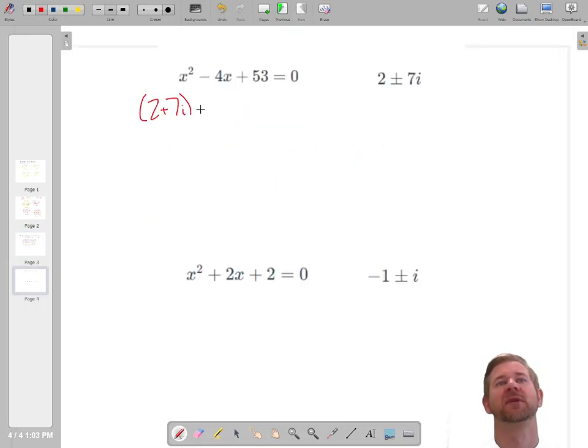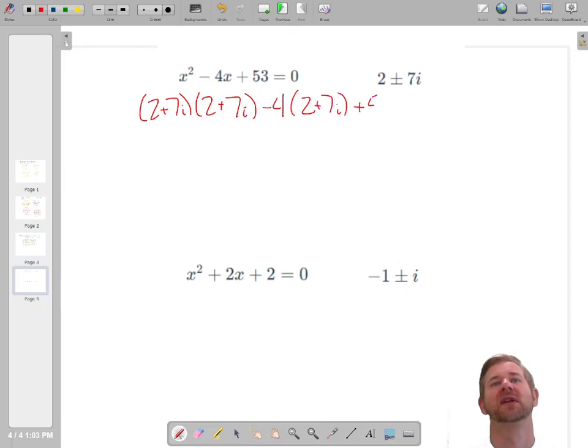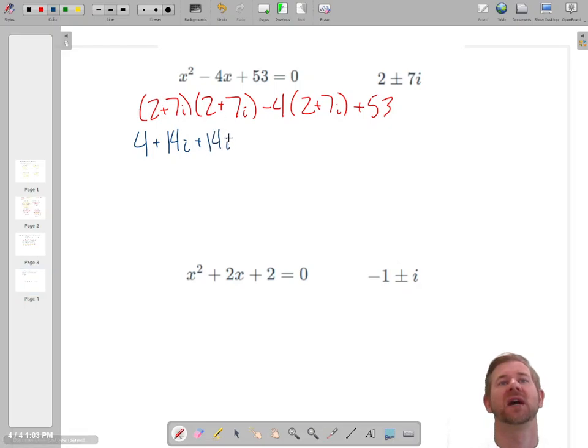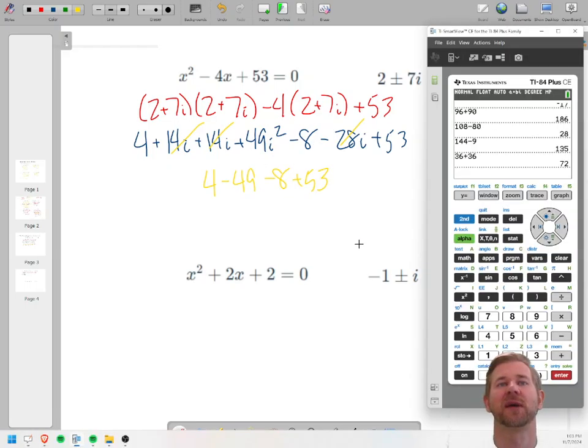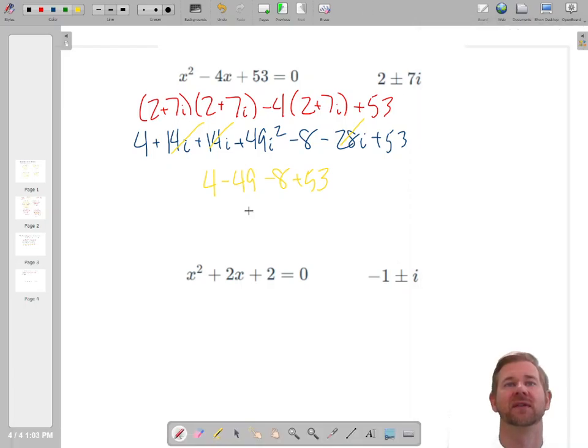2 plus 7i, I'm going to write it squared so I don't have to do it twice, minus 4 times 2 plus 7i, plus 53. So when I expand this out, 2 times 2 is 4, 2 times 7i is 14i, plus another 14i, plus 49i squared, minus 8 minus 28i plus 53. You can see that 14 and 14 make 28, those cancel. 4, I'm going to write this as negative 49 minus 8 plus 53. And you could probably regroup these things, but let's just type it in to get 0. We get 0.